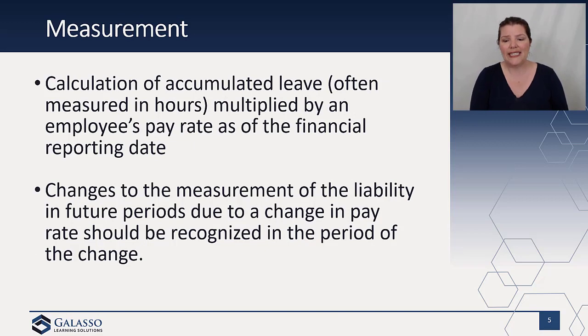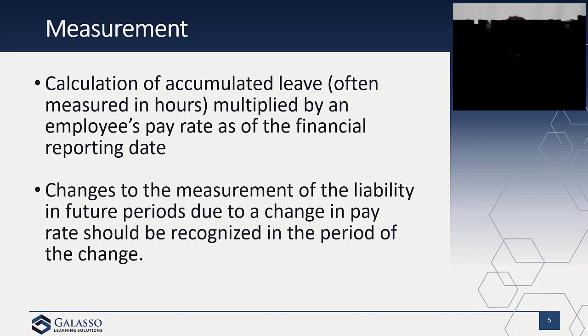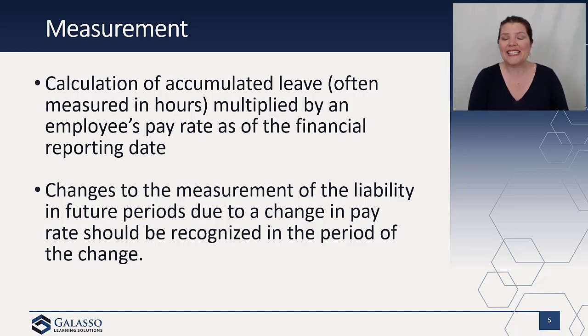So what is the consistency here? Again, in terms of measurement, they're trying to make this a little bit easier, but also more consistent. So a calculation of accumulated leave, so the number of hours that you have accumulated, multiplied by the employee's pay rate as of the financial reporting date. There's a lot of discussion in the basis for conclusions about cost-benefit analysis, and one thing that they tried to do is simplify. We know how much the person is making at that date.